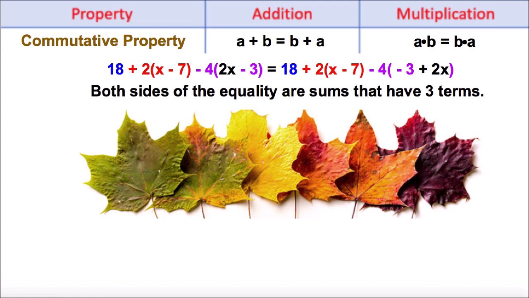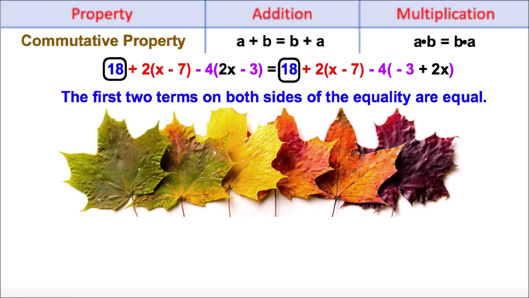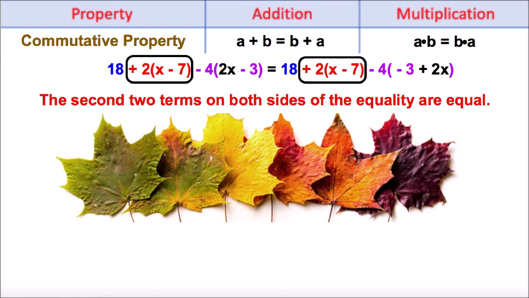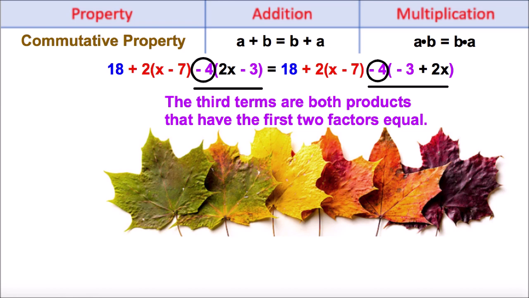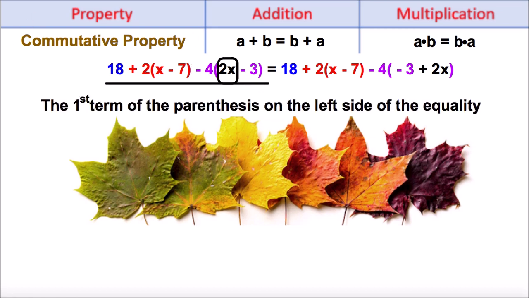Now for this equality, both sides are sums that have three terms. The first two terms are yet again equal, 18 and 18. The second two terms on both sides of the equality are also equal, 2 times the quantity x minus 7. These third terms are both products and have the first two factors equal, negative 4 and negative 4.